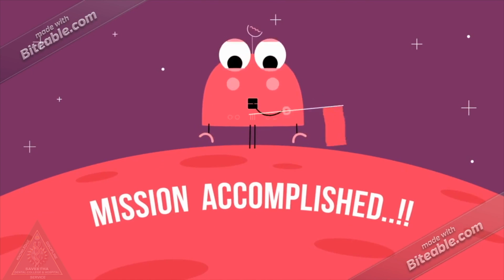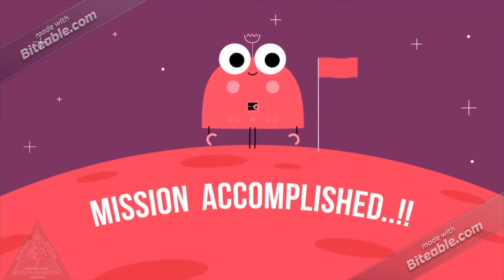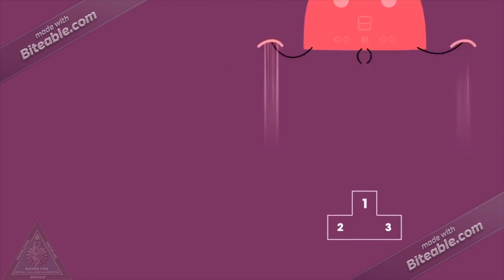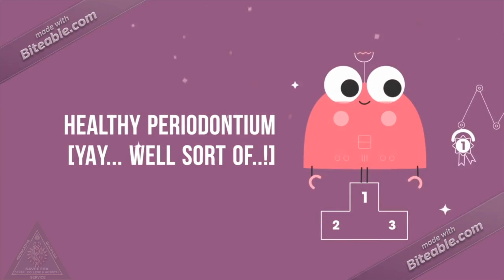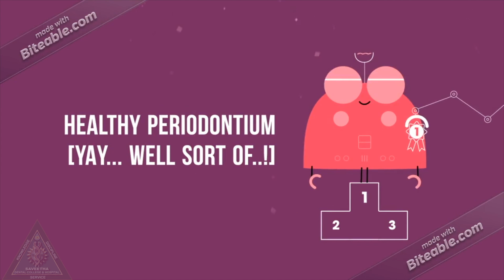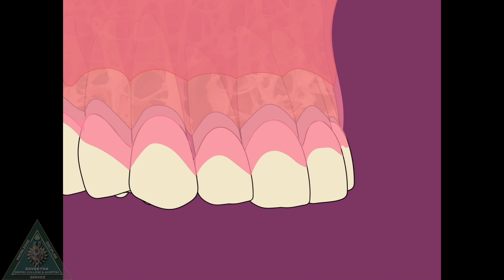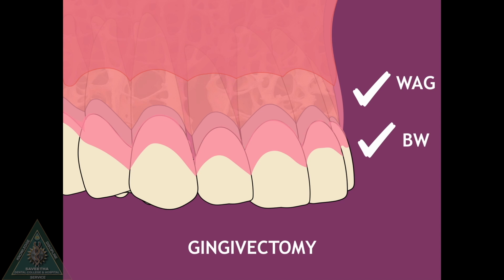Now that I've clarified this concept, let's take a look at the treatment planning required for a crown lengthening procedure. It is very important to remember that the periodontal structures should be healthy prior to performing any crown lengthening procedure. When there is adequate biologic width and width of attached gingiva, a gingivectomy is indicated.